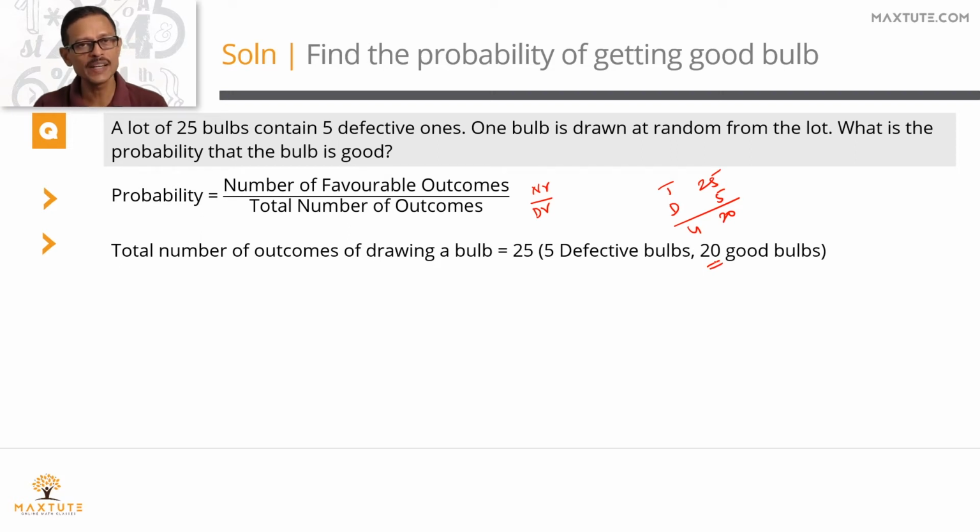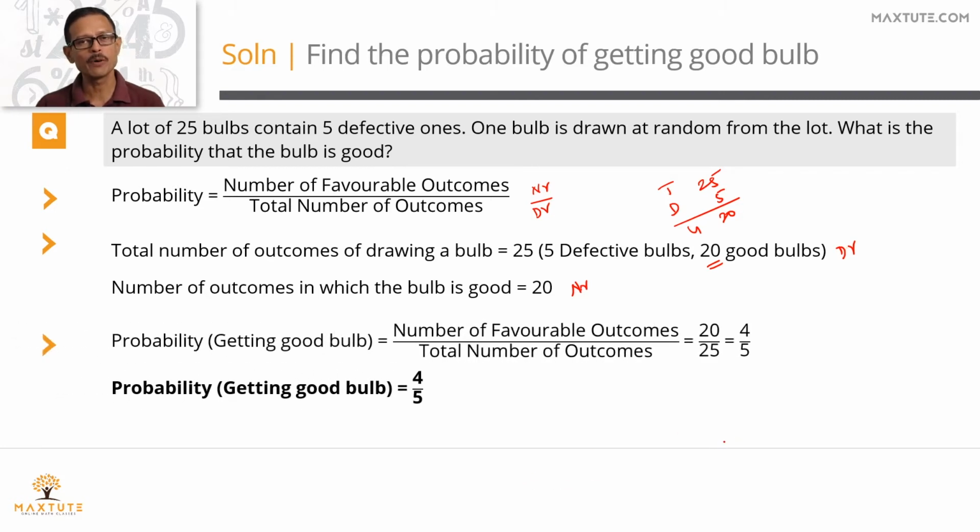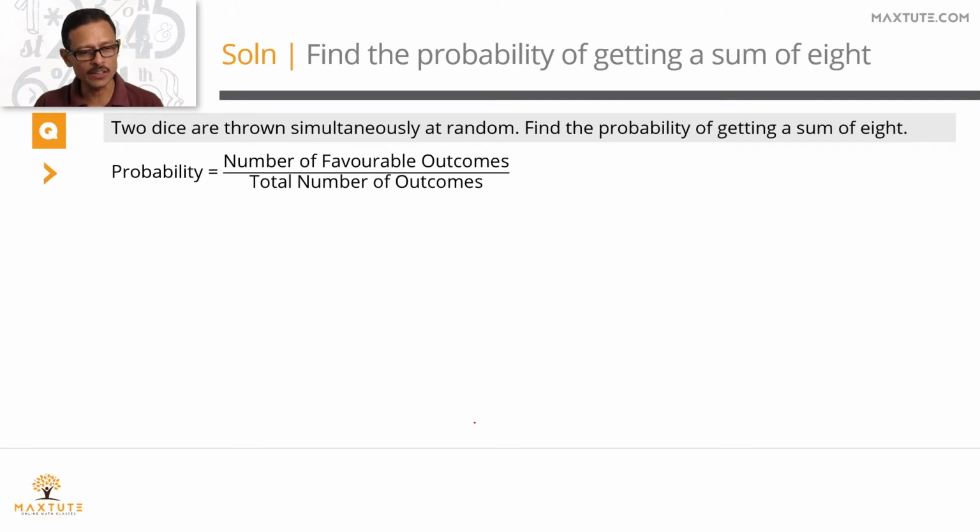So it's going to comprise 20 good bulbs. The favorable outcome is drawing a good bulb. So how many good bulbs exist in this? 20 good bulbs exist. So the number of ways of drawing a bulb that is good is equal to 20. So numerator is 20, denominator is 25. So required probability is equal to 20 upon 25 or 4 upon 5. Very simple question. Let's move on to the second alternative.